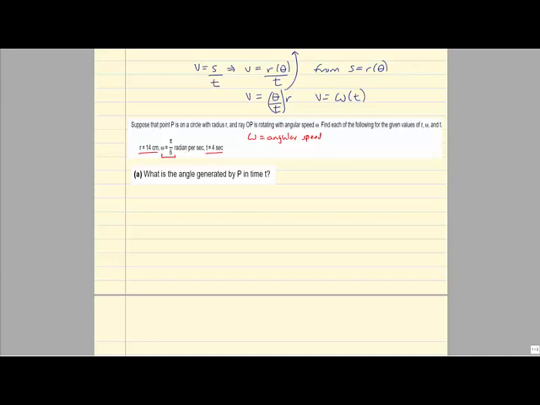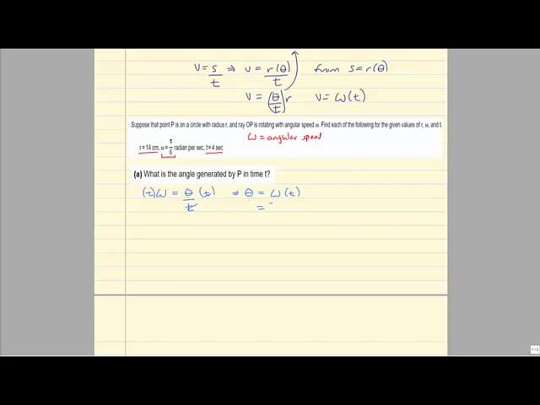So let's look at one of our formulas. We know that we're talking about angles being generated, and we're given omega right here. So one formula we could start with is omega equals theta over t. This would be the angle being generated. If we want to solve this for theta, I could multiply both sides through by t, and I get theta equals omega t.